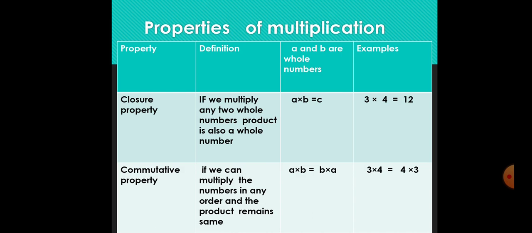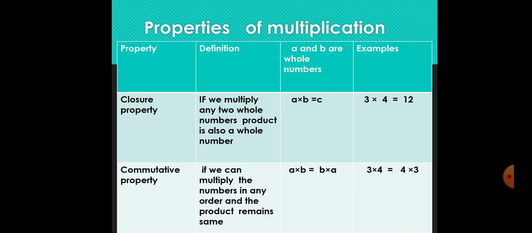Closure property. If we multiply any two whole numbers, the product is also a whole number. Suppose that a and b are whole numbers. a multiplied by b equal to c. The product of a and b is also a whole number, means c is also a whole number. Now for example, 3 multiplied by 4. 3 and 4 are whole numbers and their product 12 is also a whole number.